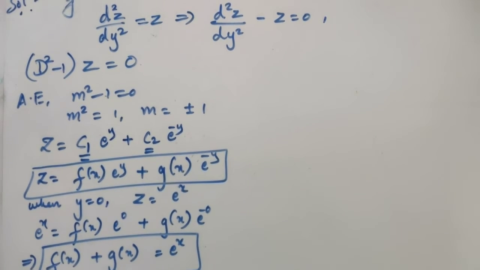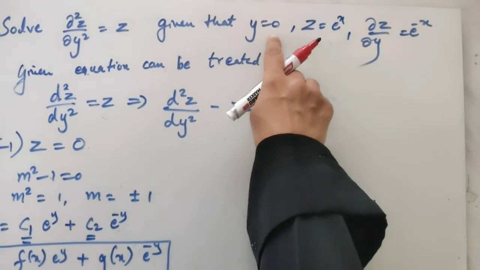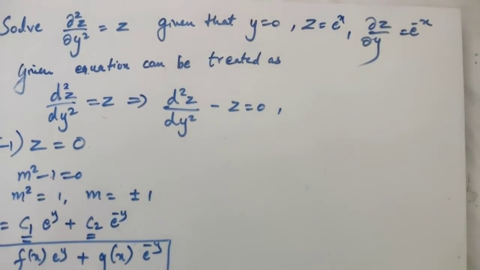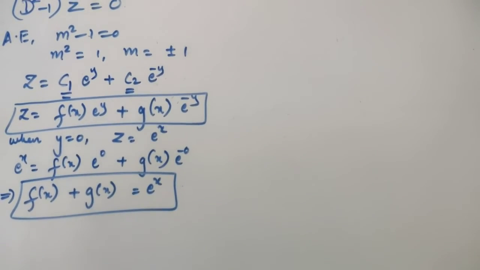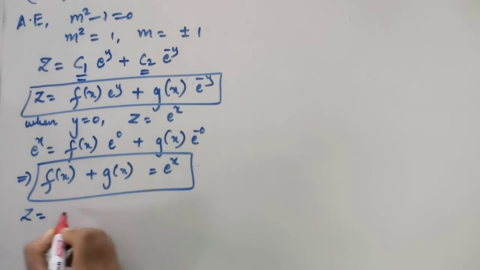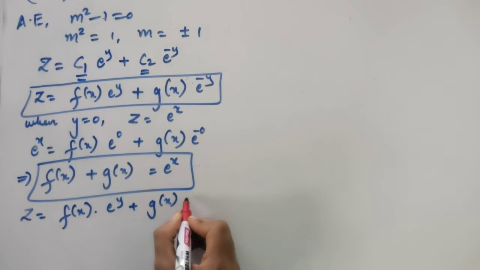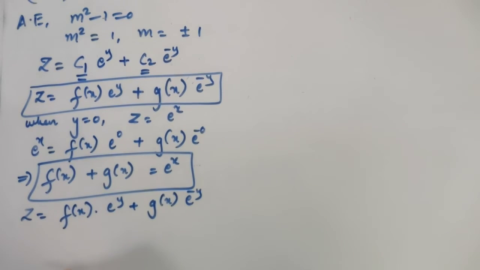The second condition is given, what? Let's check the condition here. Yes, it says when y is equal to 0, ∂z/∂y is e to the power minus x. So we have to find ∂z/∂y considering this as z. Our z is f of x into e to the power y plus g of x into e to the power minus y. Differentiating this with respect to y, ∂z/∂y will be f of x times the derivative of e to the power y, which is e to the power y. This is constant because it's purely an arbitrary function of x alone.